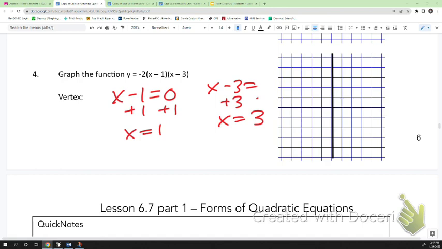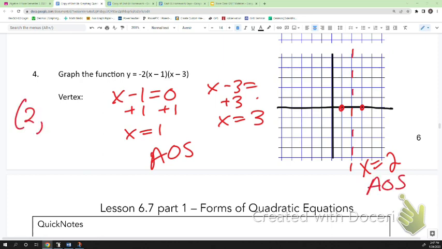We'll graph them. So my first x-intercept is at positive 1. My next one's at 3. Remember, your axis of symmetry, AOS, is right in the middle of those two values. So it's at 2. The axis of symmetry also tells you the x value of your vertex.